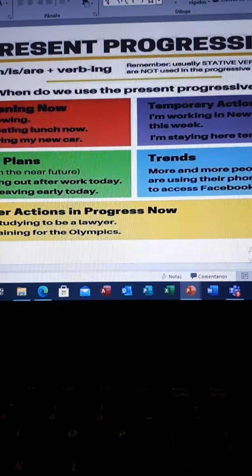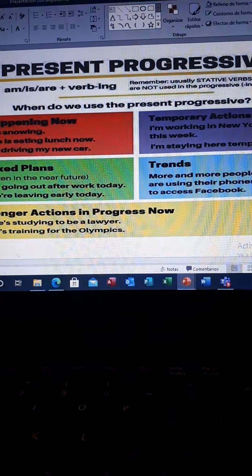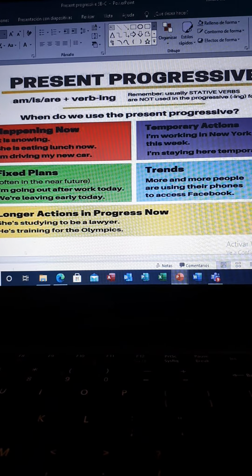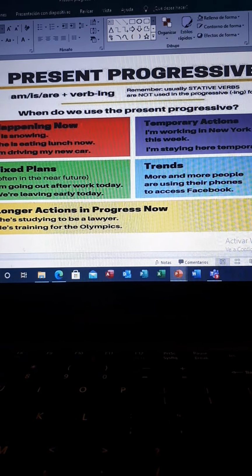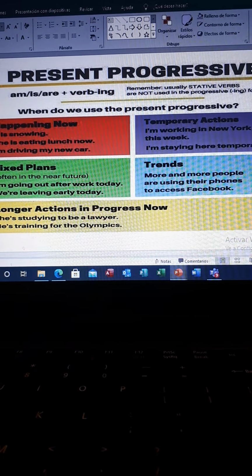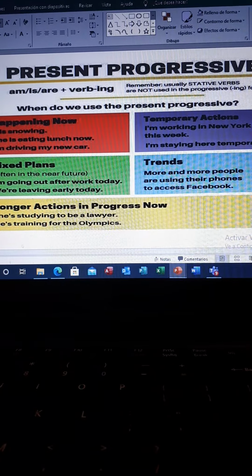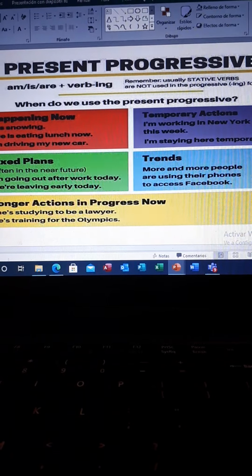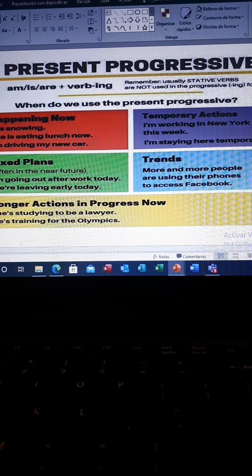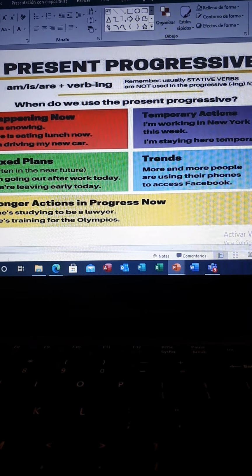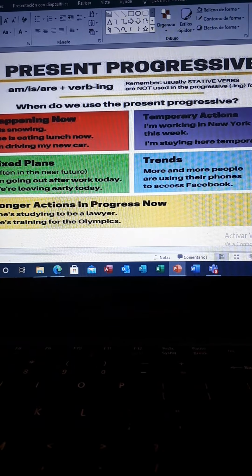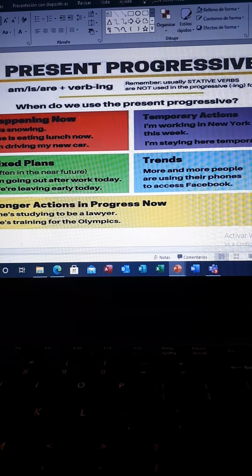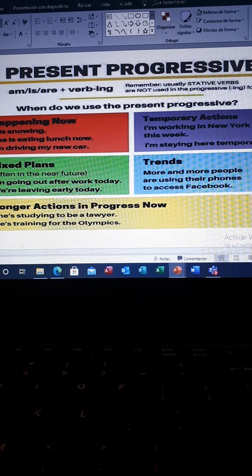Okay, guys. Then on the next class, we make a short review of the present progressive or present continuous. That is the same. Remember that to work with the present progressive, we need to work with the ing. Okay, the ing goes on the main action, the verb. Working, eating, studying, riding, swimming, etc.